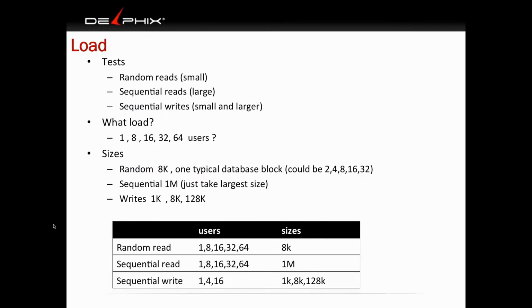So how do I put this together into a set of tests that I'm going to run? I want to test random reads, large sequential reads, and sequential writes, small and large or mixed. What load I want to use depends on what kind of database you're testing for, but I might want just a single user or maybe 8, 16, 32 concurrent users. And what size I/O am I going to do? Well, it depends on your database, but the typical block size is 8K, so I chose 8K for my tests. For sequential reads, I chose the largest chunk, which would be 1 meg. And for writes, I chose small, like 1K, medium, 8K, and then large, 128K. So now I have a matrix of tests that I want to run.